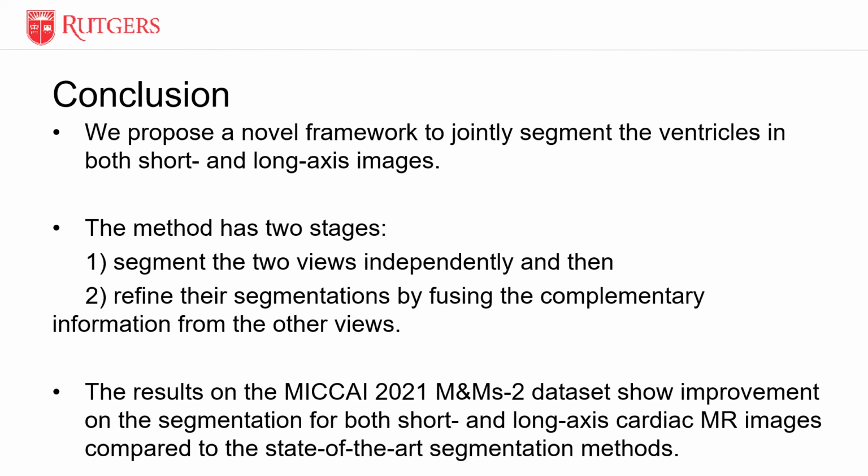In conclusion, we propose a novel framework to jointly segment the ventricles in both short and long axis images. The method has two stages. Firstly, we segment the two views independently and then refine their segmentations by fusing the complementary information from the other view. The results on the MICCAI 2021 M&Ms-2 dataset showed improvement on the segmentation for both short and long axis cardiac MR images compared to the state-of-the-art segmentation methods.